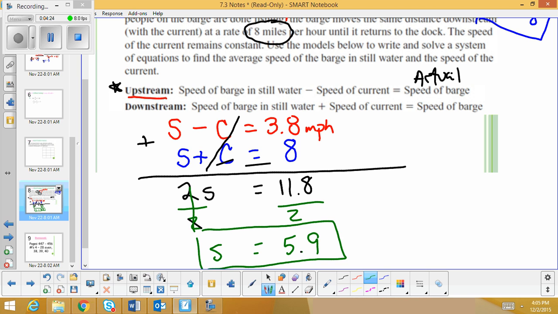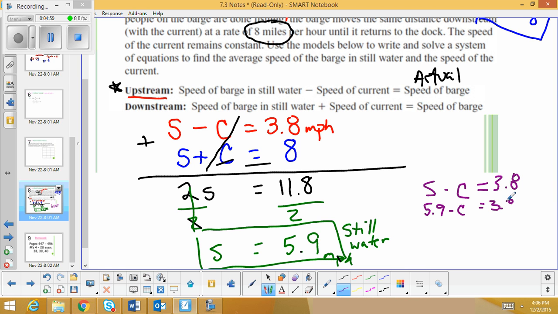So what does that tell us? Well, that tells us the speed of the boat in still water is 5.9 miles per hour. But I haven't figured out the speed of the current. I have to plug that in. So I'll take this S minus C equals 3.8, and I'll use that. So when it's working against the current, it's 3.8. I now know that the boat's supposed to be going 5.9, but it's going against the current. That makes 3.8.